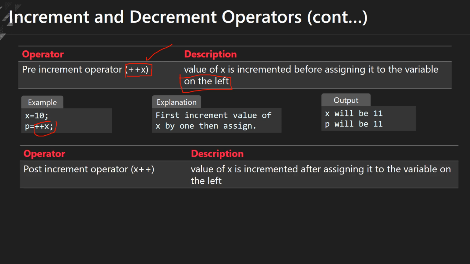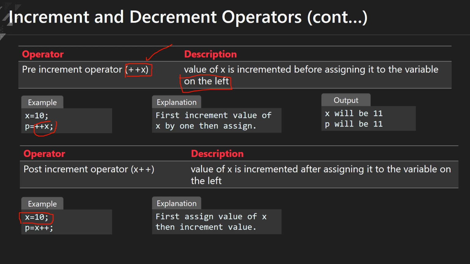Post increment operator: the value of x is incremented after assigning to the variable on the left side, right? The x value will be assigned first, then incremented. Look at this. This value in post increment will not be incremented before assigning. After assigning only, this will get incremented. Look, first assign the value of x, then increment the value.